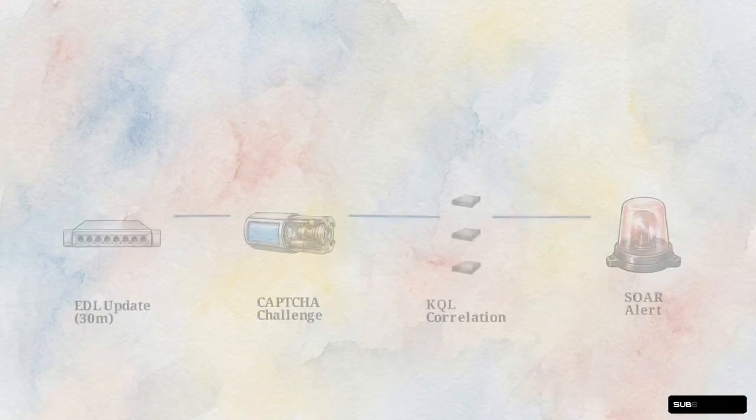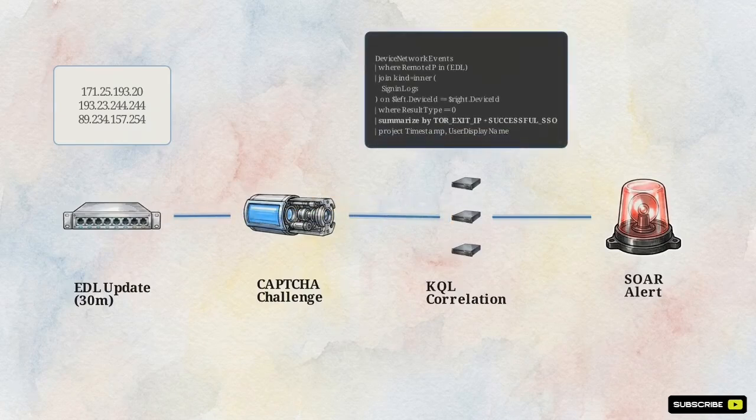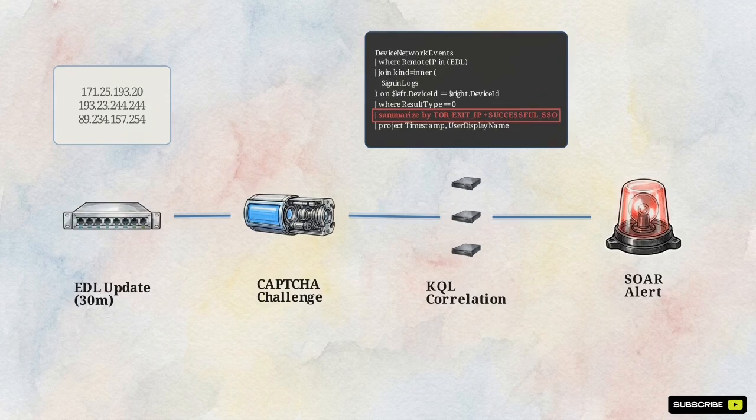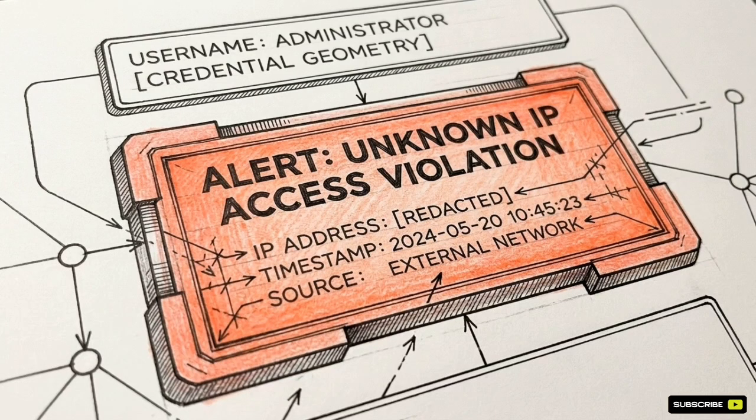This pipeline identifies multi-hop proxy threats. At the firewall edge, external dynamic lists update every 30 minutes. Next, CAPTCHA tests throttle automated scans. Finally, inside the SIEM, analysts write custom query rules to detect authentication anomalies and correlate traffic with known exit node registries. A critical alert in this playbook is a successful cloud application or SSO login originating from a Tor exit IP. These events are high-confidence indicators of session hijacking or the use of compromised credentials.